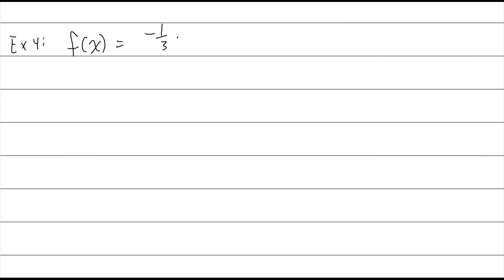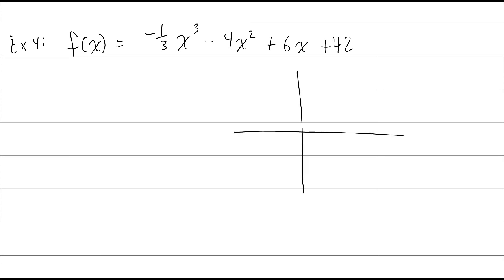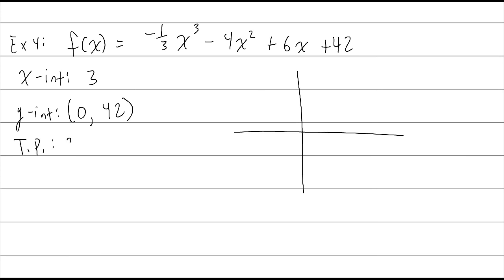Negative 1/3 x cubed minus 4x squared plus 6x plus 42, not 12, 42. Okay, just doing a sketch of the graph. Real zeros are x-intercepts. We're going to have 3 of those at most. The y-intercept is going to be (0, 42). The number of turning points would be 2.